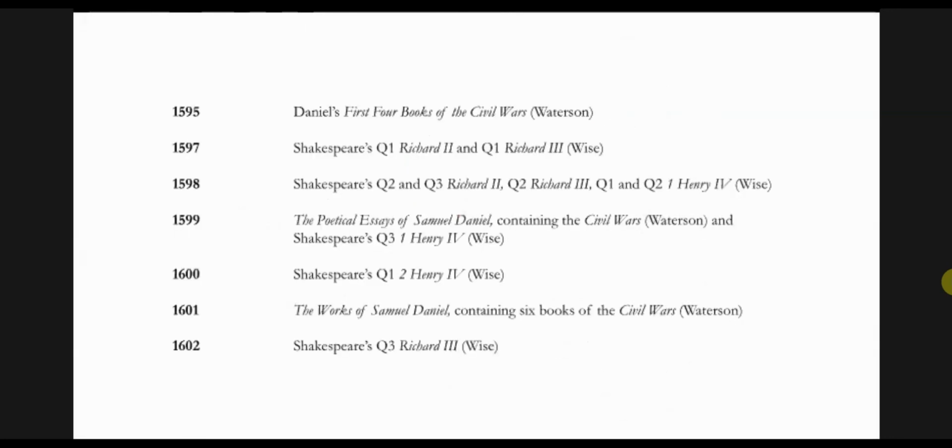In 1595, the first 4 books. In 1597, Q1, meaning the first quarto of Richard II, and Q1, Richard III. In 1598, Q1 and Q3, Richard II, Q2, Richard III, Q1 and Q2, Henry IV. In 1599, the Poetical Essays of Samuel Daniel, which contains reissues of the first 5 books, and Q3, 1 Henry IV. In 1600, Q1, 2 Henry IV. In 1601, the works of Samuel Daniel containing 6 books of the Civil Wars, and in 1602, Q3, Richard III.